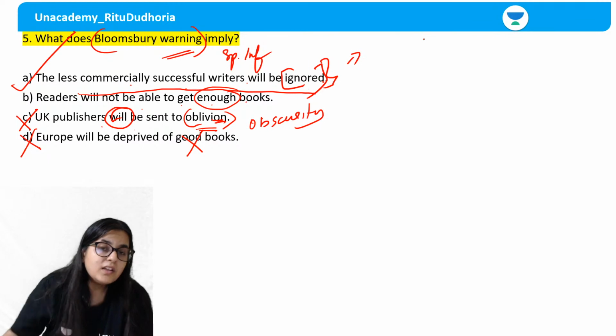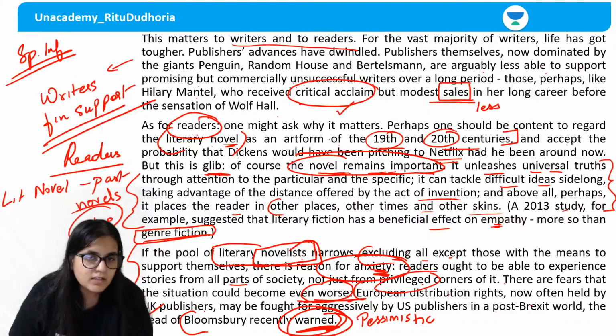Why will they be ignored? Because guys, everything is getting tighter. Distribution is getting tighter. Publishing industry is getting tighter.